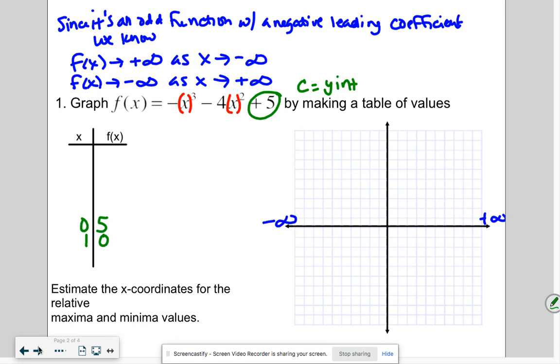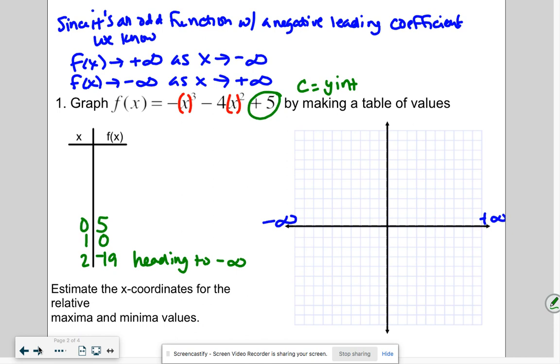And now I just want one more value just to make sure, because it looks like it's headed downward, as f of x is going to decrease as x increases. Let's make sure. So if I put in 2, I get negative 19. And now I notice that f of x is headed to negative infinity. So I'm going to go ahead and stop there. f of x is approaching negative infinity as x approaches positive infinity.